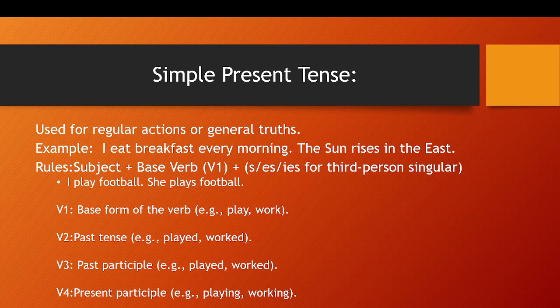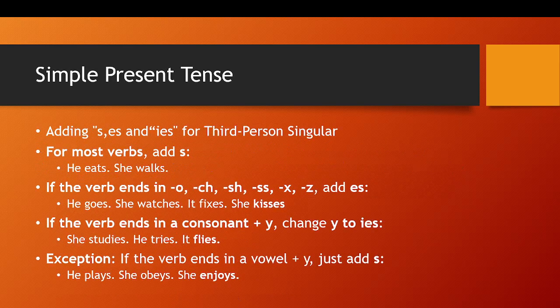Then V2 verb is the past tense, for example, played or worked. Then V3 verb, past participle verb: played or worked. Then the present participle verb: playing or working.